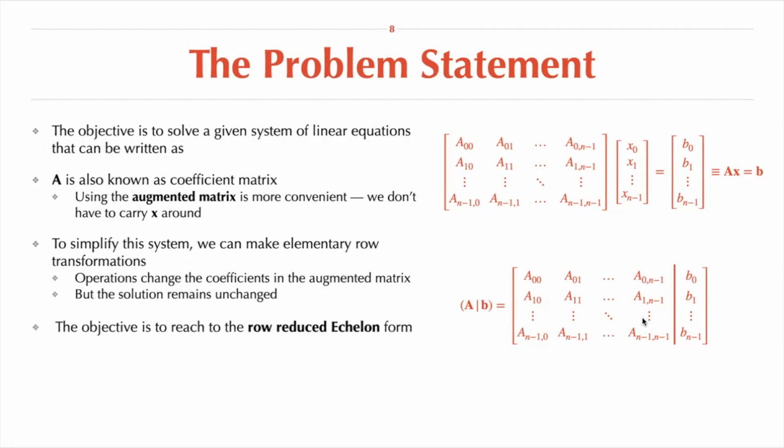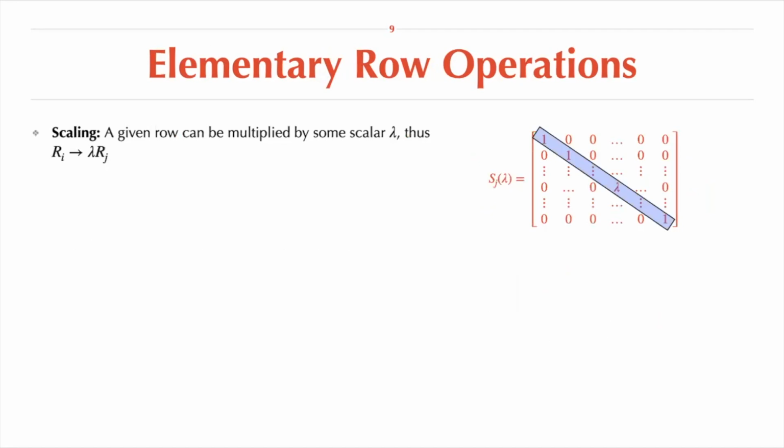Okay, so the final objective is to reach the row reduced echelon form, which means that if you consider this coefficient matrix, then all the entries below the diagonal, the lower diagonal, are 0. Okay, so before going into the details of the method, let me also talk about elementary row transformations, because I will use these operations over and over again. Okay, so there are 3 elementary row transformations.